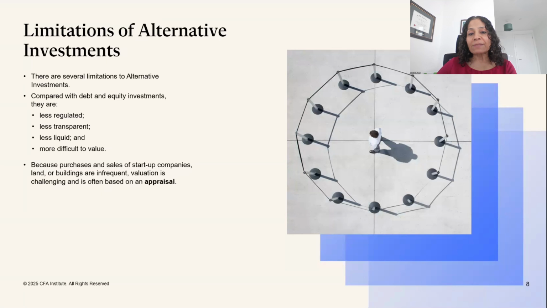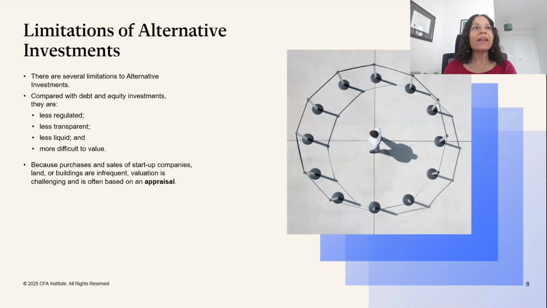Most alternative investments are illiquid. They are difficult to sell quickly without accepting a significantly discounted price. And finally, because purchase and sales of startup companies, land, and buildings are infrequent, valuation is challenging and is often based on an appraisal. What is an appraisal? It is an assessment or estimation of the value of an asset and is subject to certain assumptions, which may not always be realistic.